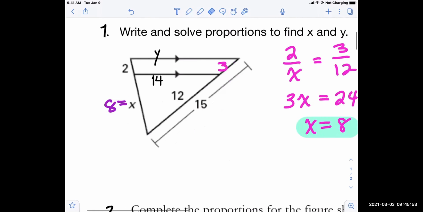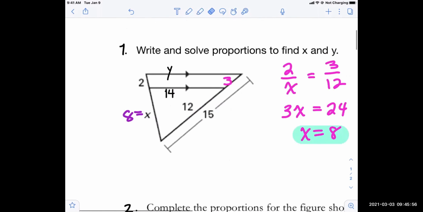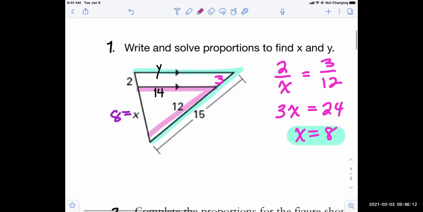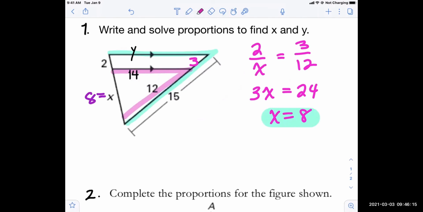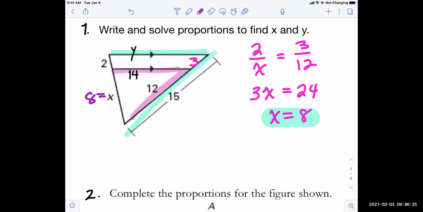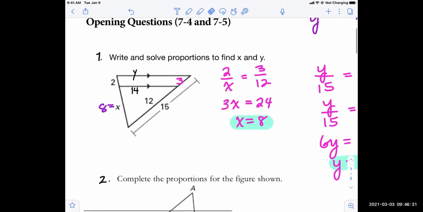Sometimes the way that I set mine up was y over 15. Sometimes students find it easier to look at it like y and 15 are sides of the big triangle, and then in the small triangle, the corresponding sides would be 14 and 12. So rather than jumping back and forth between the two triangles, you look at the triangles and their corresponding sides. In the big triangle I've got y and 15, and in the small triangle I've got 14 and 12. But every time you use the parallel segments, you're going to be having the whole sides of the triangles.